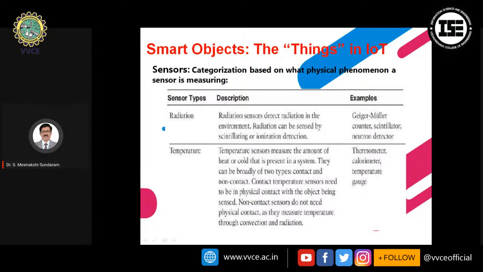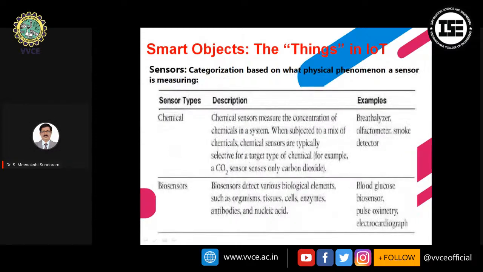Similarly, temperature sensors, we can understand whether the object is very hot, cold, or warm, and whether we can measure it using contact or no contact. No-contact sensors do not need any physical contact. They can measure the temperature through convection and radiation. For example, thermometers, calorimeters, temperature gauges, etc., where we are able to measure the temperature with or without contact. Similarly, chemical sensors.